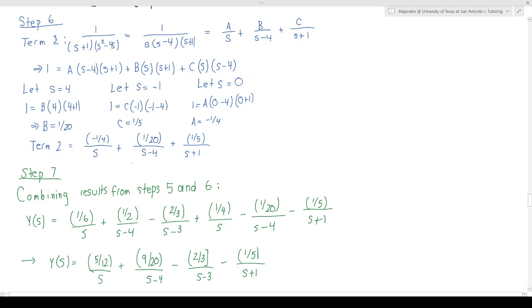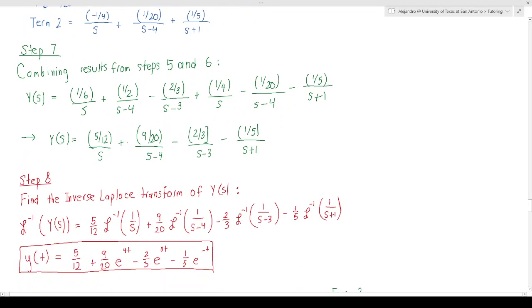All right. So in step 7, we're going to combine the results from steps 5 and 6. These three terms are from step 5, and these three terms are from step 6. And we notice we have some common denominators, so we add everything together: 1/6 over s, 1/4 over s, and then the s minus 4 terms. So we add everything together.